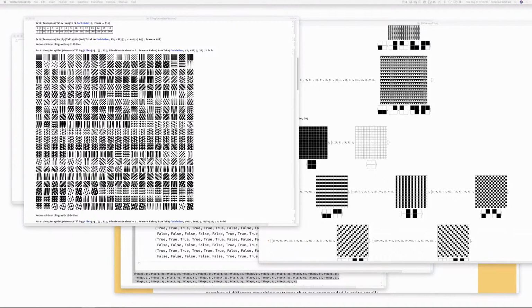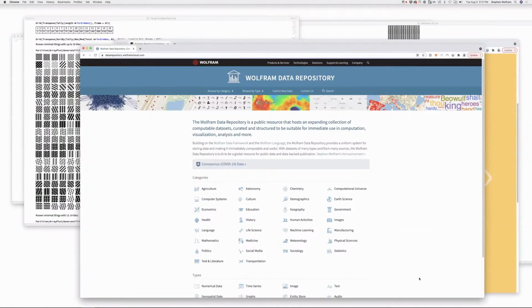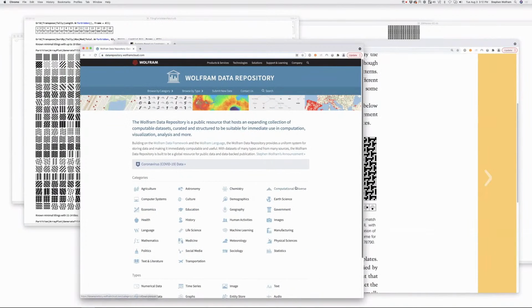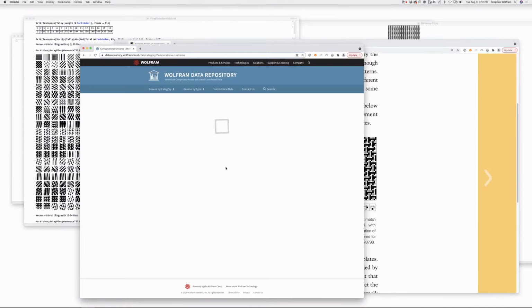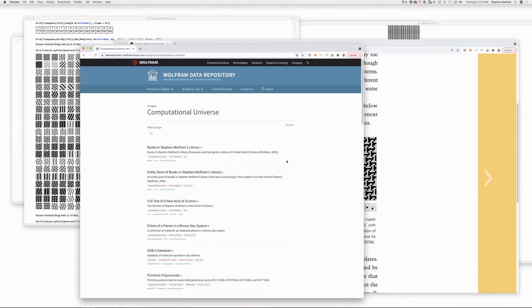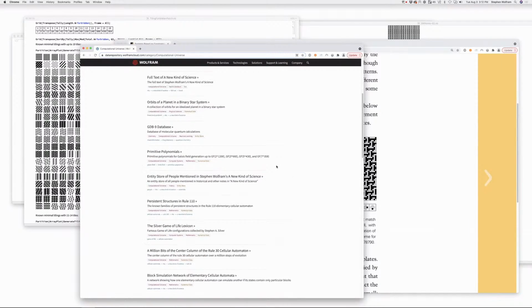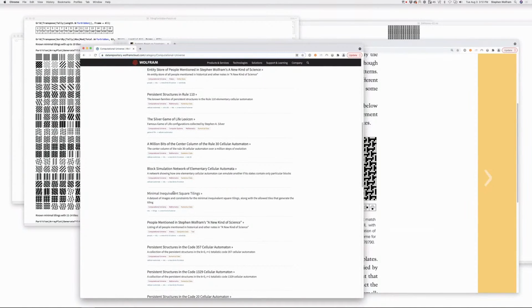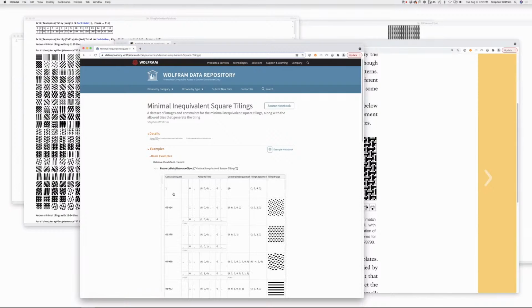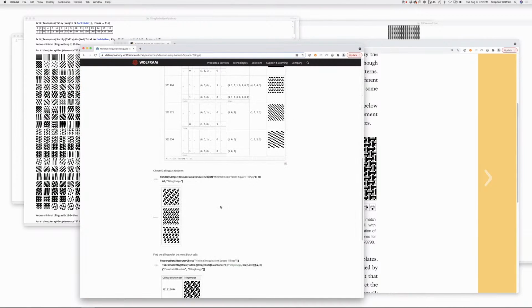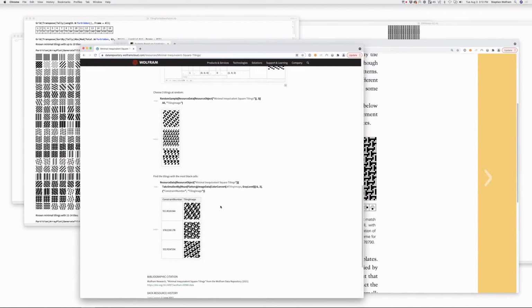Right. So let's be clear what we're trying to produce here. If I go to the data repository, I will find there should be something. What the heck is that doing? Magnificent. Minimal inequivalent square tilings. Yes, and those are for the X pentamino. They're from the NKS book. Okay. Right. There are 171 of these things.